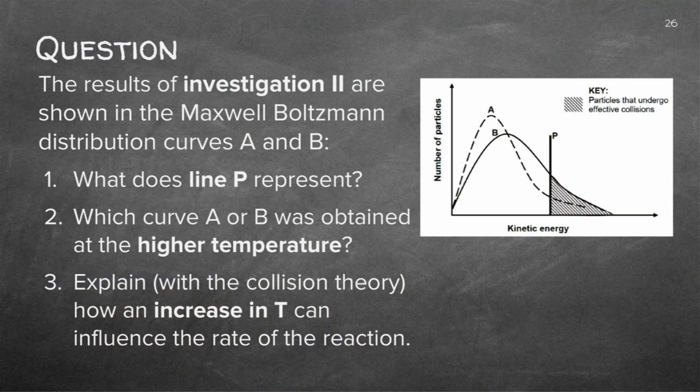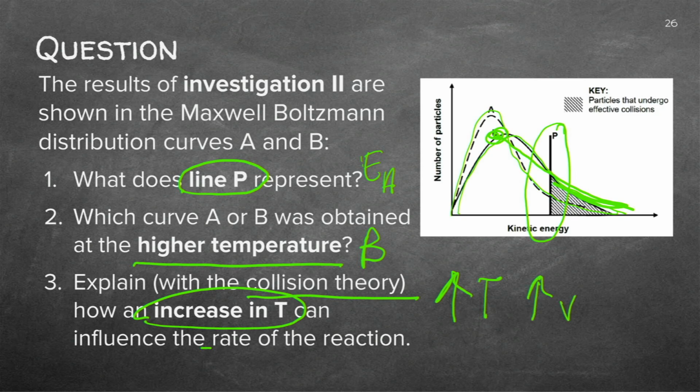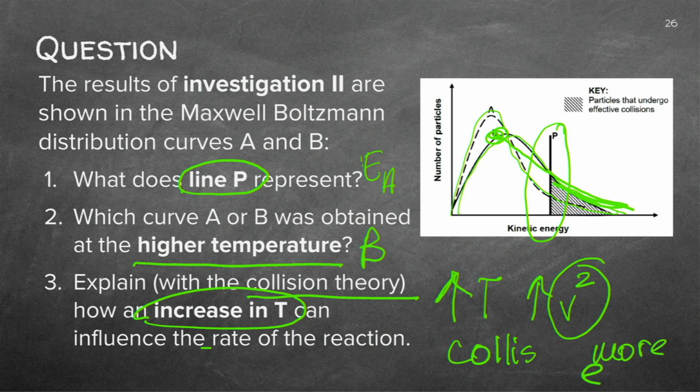The second question, what does line P represent in a graph like this? If this was experiment A, what does line P represent? You know line P is the activation energy. You need to know that. Which curve has the higher temperature? You can see here, B has more particles there. So it's B. Explain the increase in temperature with collisions. You know, if I increase the temperature, I'm increasing the kinetic energy. Therefore, the collisions will be more effective. Guys, that's the word you have to use.